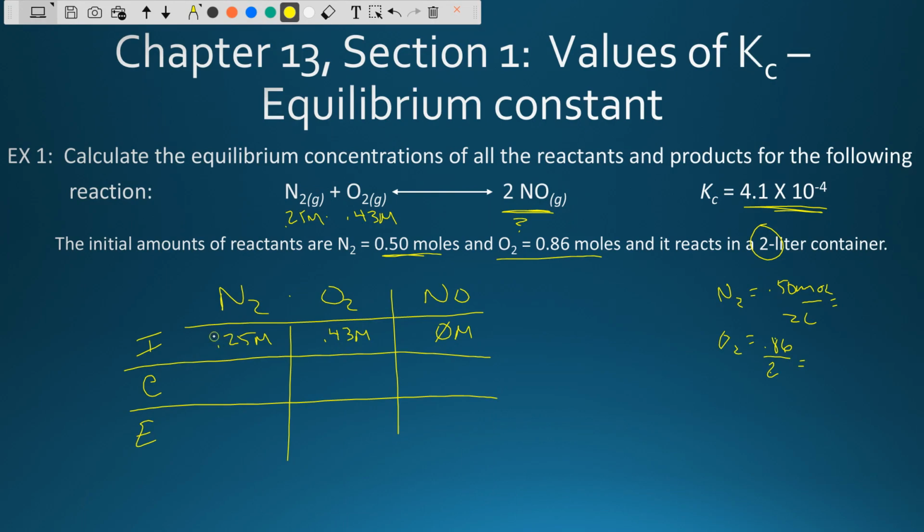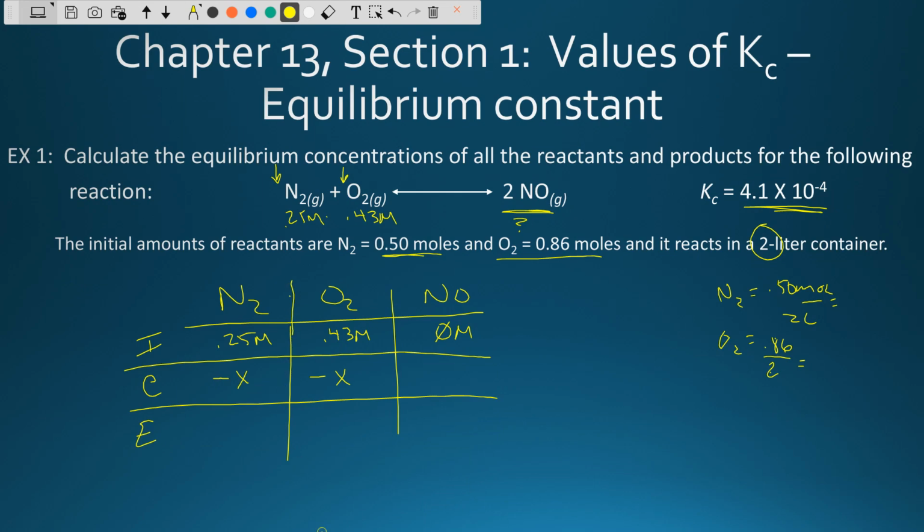Now, I'm going to be losing some of this product going over toward my reactant, I'm going to be losing some of my reactant over toward the product side. I just don't know how much I'm going to be losing. But notice that if there's a 1 here, there's also a 1 here. That means I'm going to be losing an exact same amount from the oxygen.